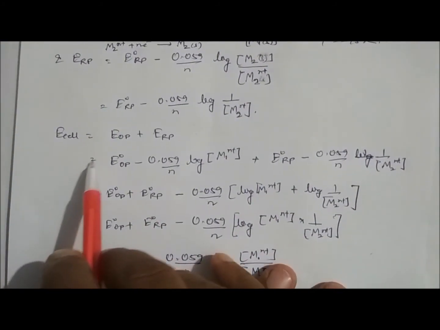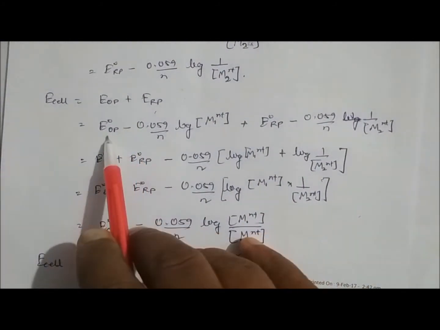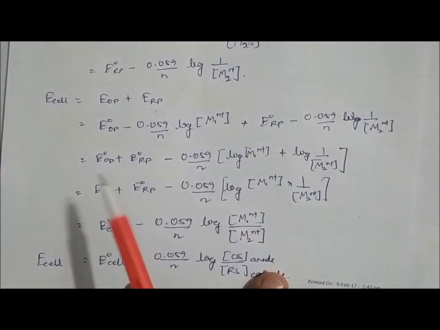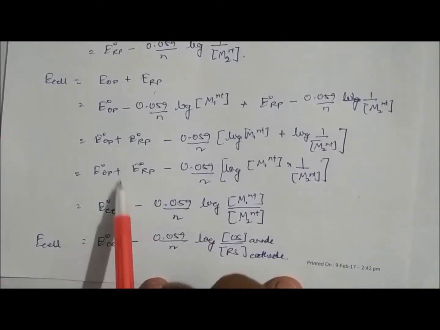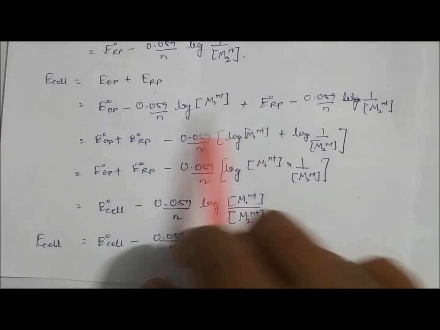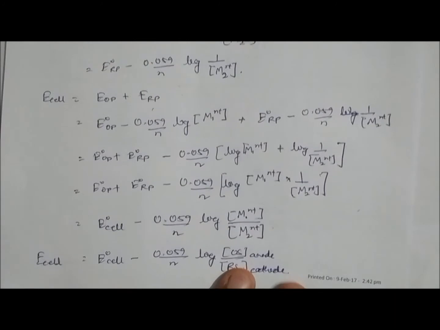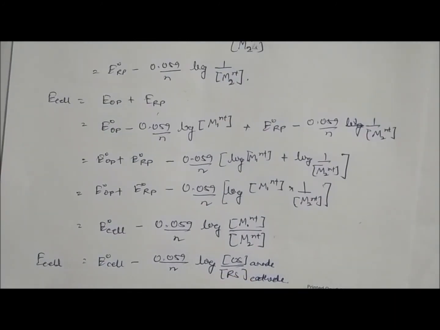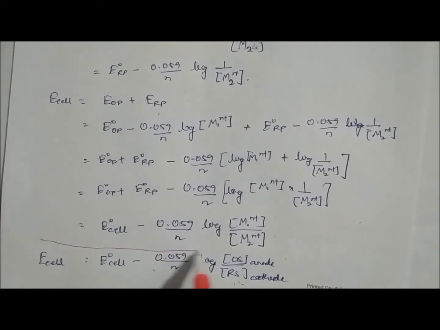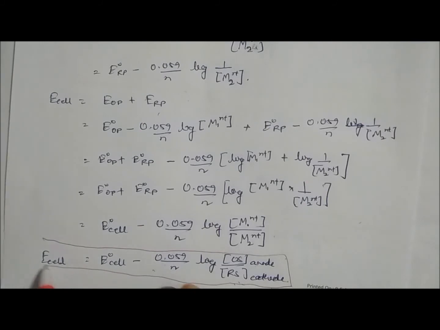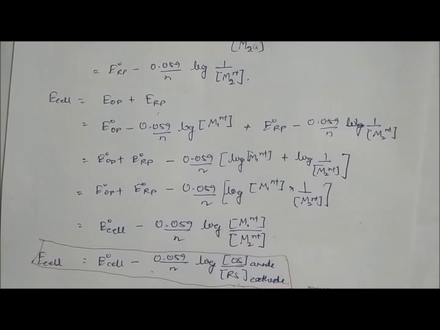So E naught of the cell is nothing but EOP plus ERP, and EOP is this value, ERP is this value. On solving, you can see here E naught Rp is added, this is added, and finally you get this value. So E naught of the cell is equal to minus 0.059 by N log of the oxidized state of the anode divided by the reduced state at the cathode. This whole equation is very useful while calculating or solving problems on electrochemistry.